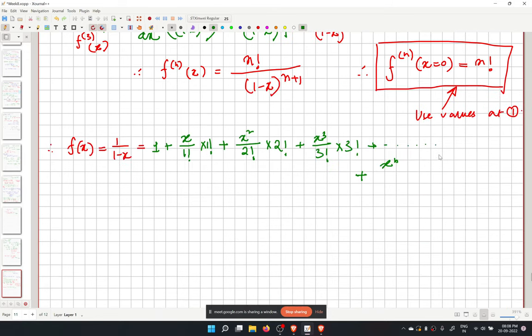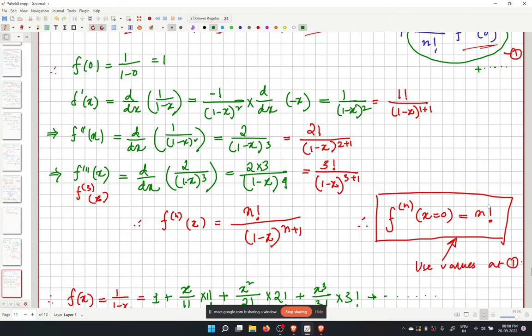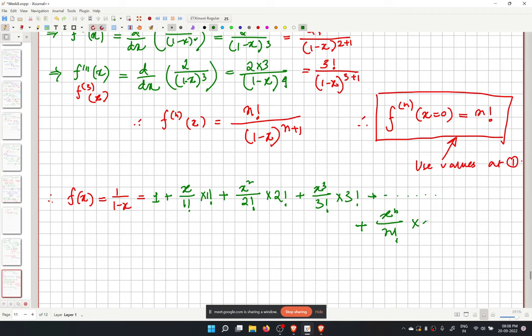It will be x to the power n by n factorial times the nth derivative of the function evaluated at 0, that is n factorial, and there will be other terms also. So we can see that for each term, the denominator and numerator of the factorials are getting cancelled, and these we can write as x to the power 1, and the first term, which is 1, we can write as x to the power 0. We know x to the power 0 is equal to 1.